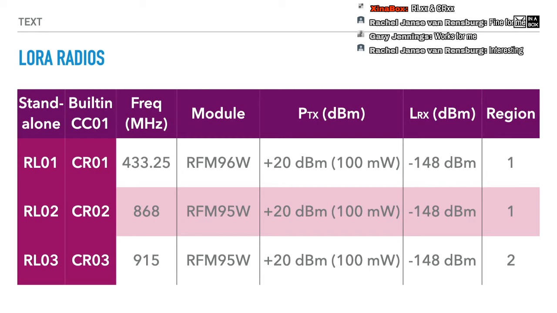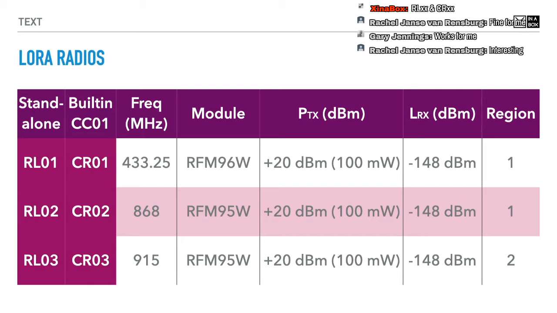Now, ILO1 433 is a frequency we can use here in Africa and in Europe, because it's part of this ISM channel. But they can also use it in the US or the rest of the world if they're radio amateurs. So we kind of include it there.